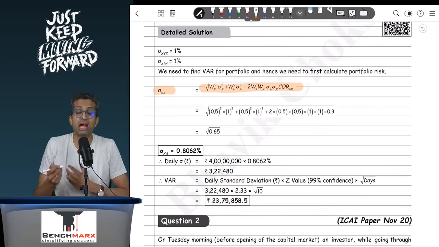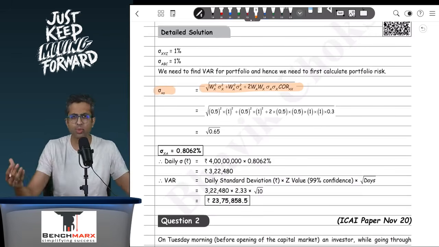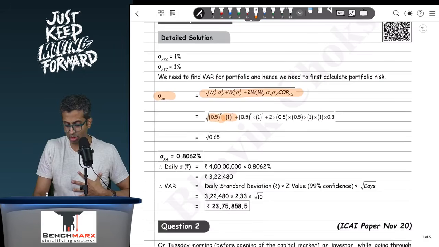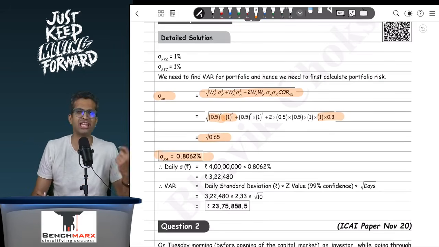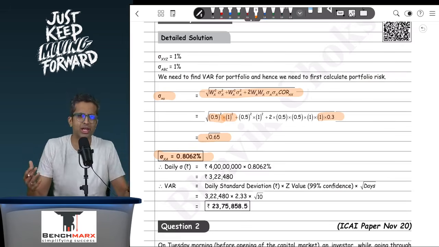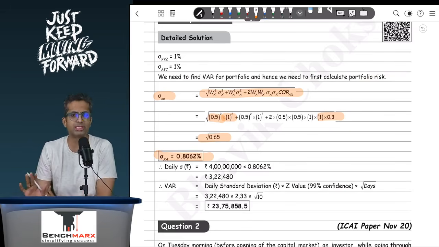standard deviation, applying 1% and 1% as the respective standard deviations, 50-50, that is 0.5, as the weights, and 0.3 as the correlation. As you can see over here, we will find the root of 0.65, that is 0.8062%, approximately 0.8%, to be the portfolio standard deviation. The securities are not fully correlated and hence the portfolio standard deviation is lesser than 1%. So that is around 0.81 or 0.8062%.